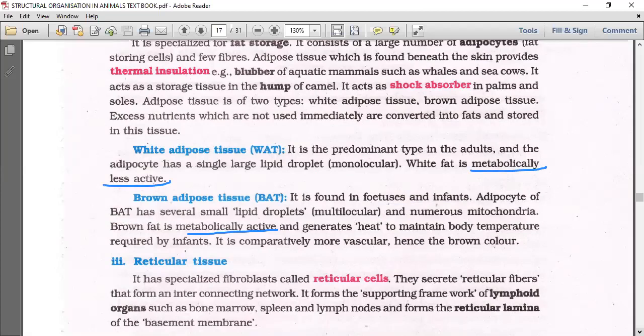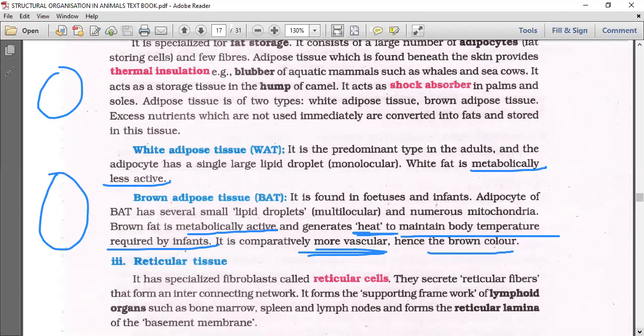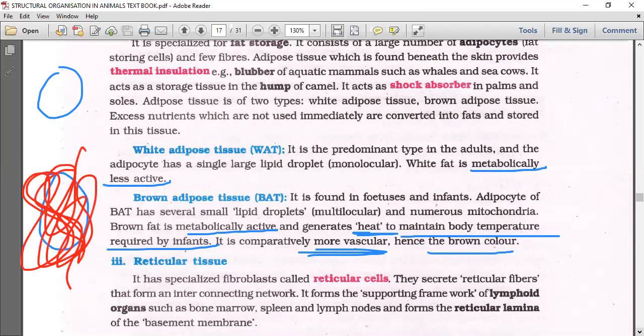And it generates heat. Heat for what? To maintain the body temperature required by the infants. It is comparatively more vascular, hence it is brown in color. Basically, whether white adipocyte or brown adipocyte, the color is white itself. Then why does it appear brown? That means the combination of more vascularization, large number of blood capillaries present in the brown adipose tissue. That's why the combination of white and red makes it look brown.